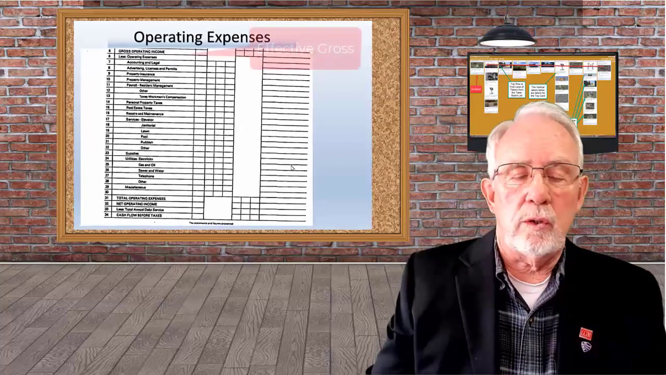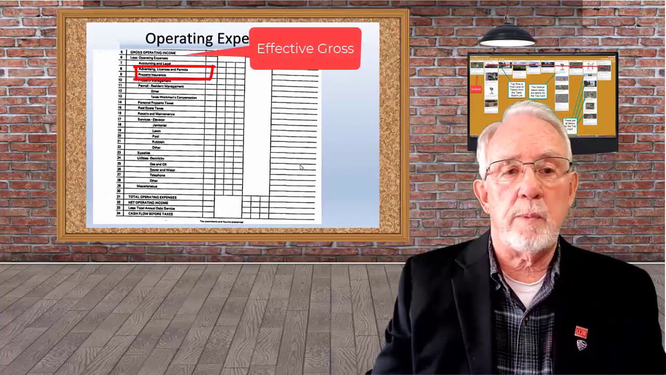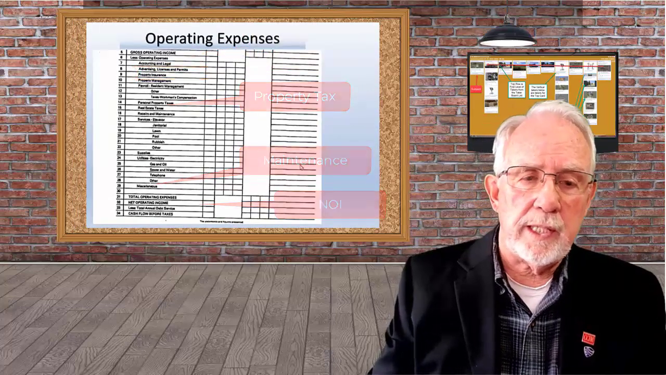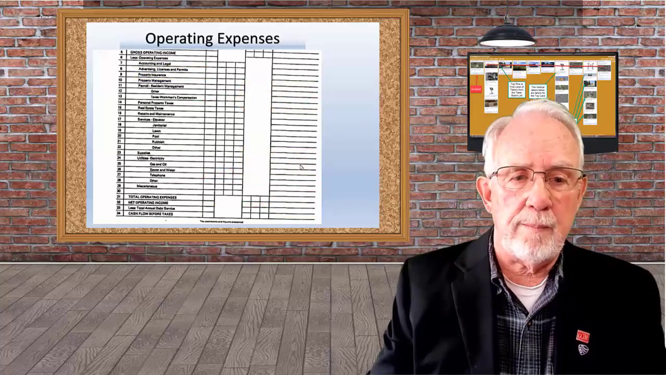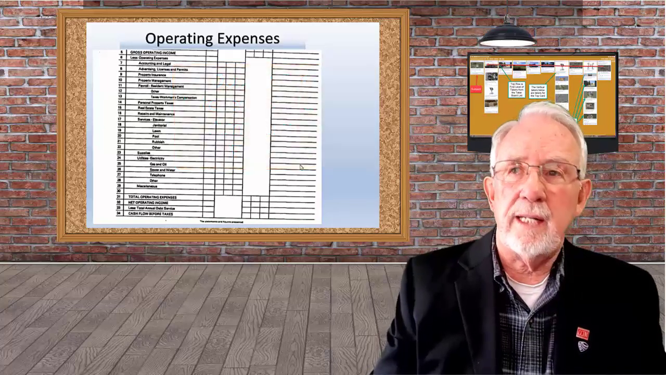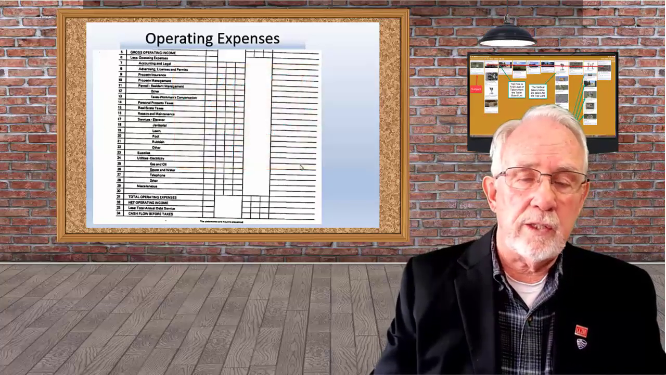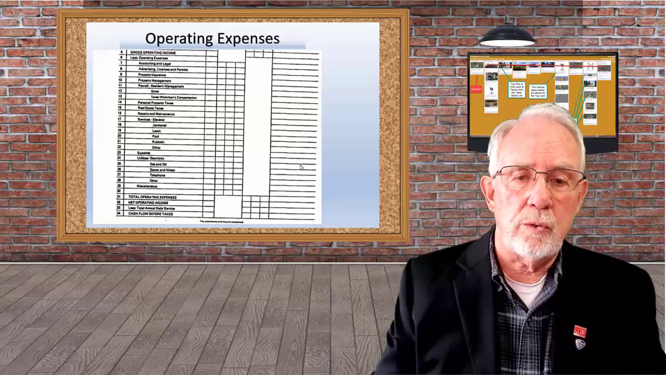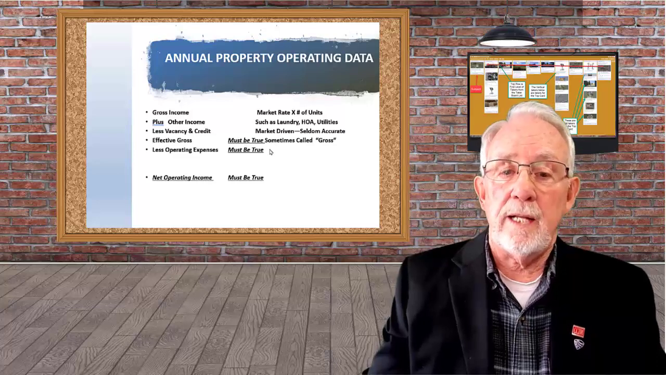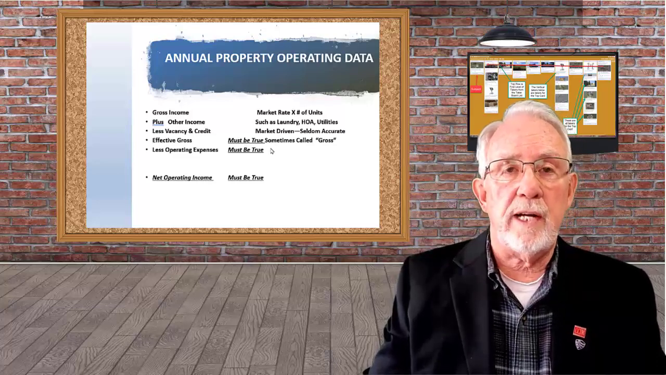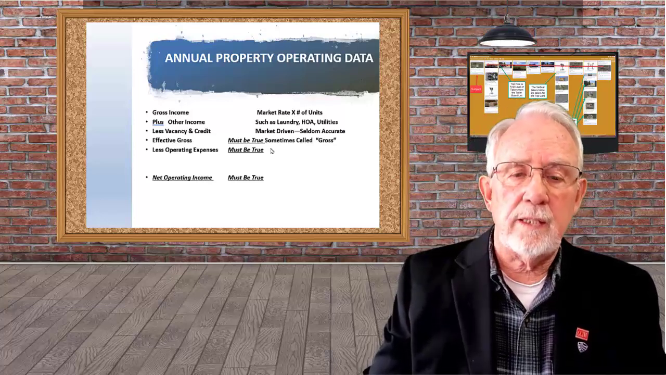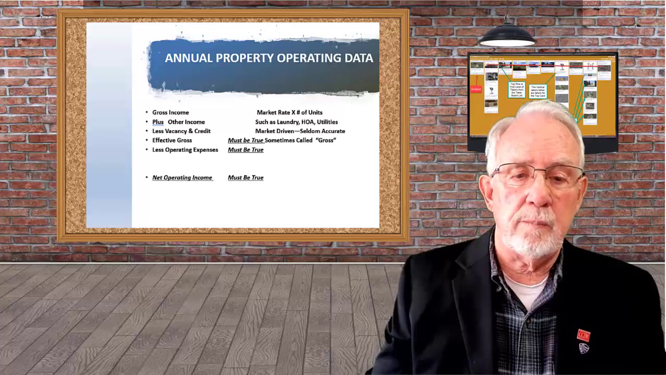Now, I have circled some of the things on the operating expenses that must be true. And remember, don't put things in the operating expenses like interest deduction or amortization or reserves, because those drive down your NOI. And when you have a low NOI, then your property just will not show good at all. As I said, there's 5 things in the operating statement, and 3 of those things must be true: effective gross income, operating expenses, and if those 2 are correct, then the 3rd one, net operating income, will be true.